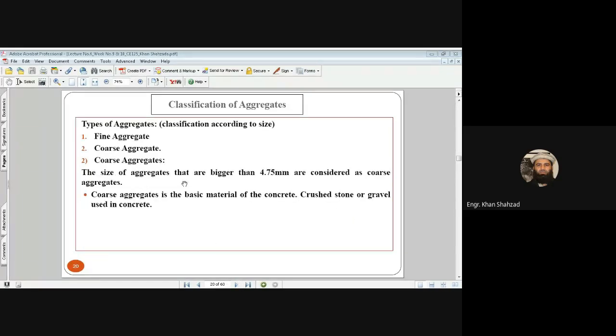The aggregates that are bigger than sieve number 4 are considered as coarse aggregate. इससे पहला कौन सा था? Fine aggregate. And now we are talking about the coarse aggregate. So if the particle size is bigger than 4.75 millimeter, then we call such material coarse aggregate. Coarse aggregate is the basic material of concrete. Crushed stones or gravel used in concrete are known as coarse aggregate.